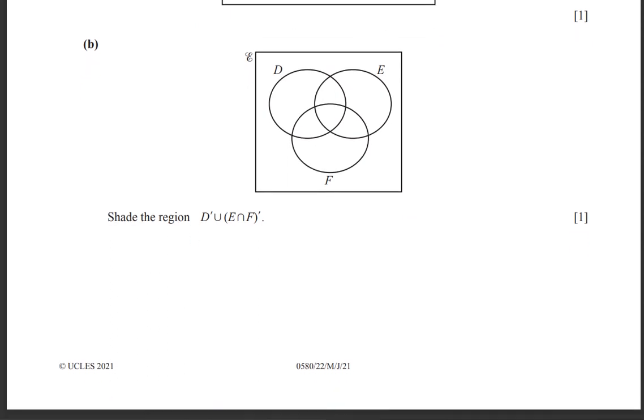Shade this region D dash union E intersect F dash. I am going to shade this first, then shade this. E intersect F. Where is E intersect F? So this is the part of E intersect F. Do I have to shade it or shade outside it? First determine the part you are talking about. Then ask yourself, do I have to shade it itself, or is there a dash, which means I have to shade outside it? Here there is a dash, so I am going to shade all the way outside this part.